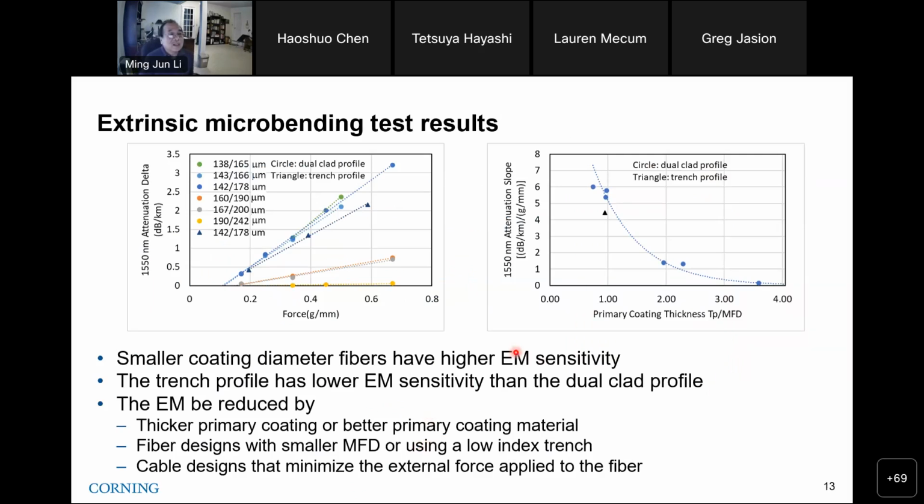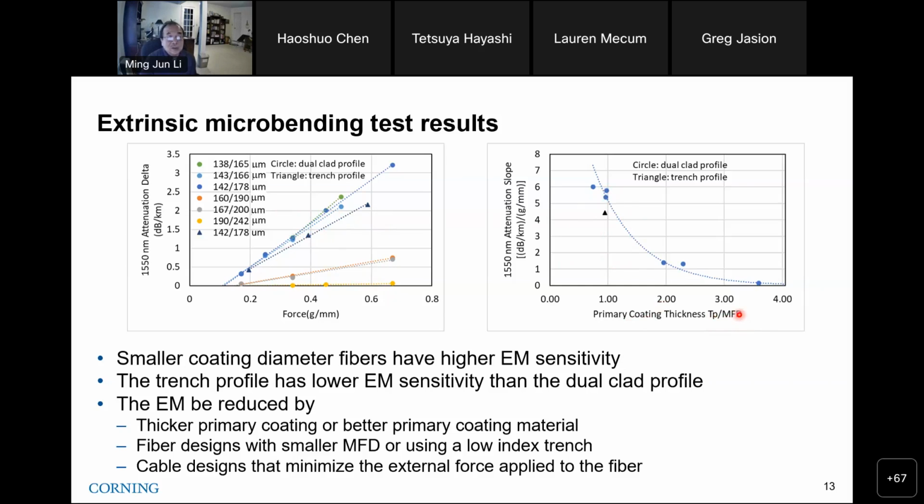So here are the test results for different coating diameters and also for different profile designs. From the graph on the left, you can see clearly, when you reduce the coating diameter, the microbending sensitivity increases. So from this data, our analysis shows that the microbending attenuation scales with the primary coating thickness and the mode field diameter.